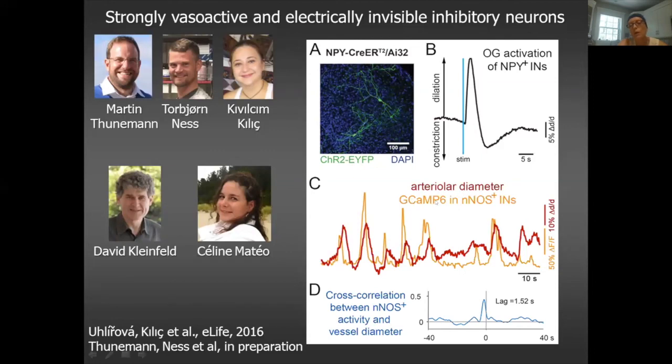And here is a complementary data set from Celine Mateo and David Kleinfeld's lab, and they are expressing calcium indicator in the same type of neurons, or neurons with a lot of overlap with those that we're looking at. And now we can see that the dark one is the vessel diameter, arteriolar diameter, and the light orange one is calcium in this type of neurons. If you look at the cross correlation, you can see that the calcium in those neurons is actually preceding dilation, which should be the case if it's the neurons that drive dilation.